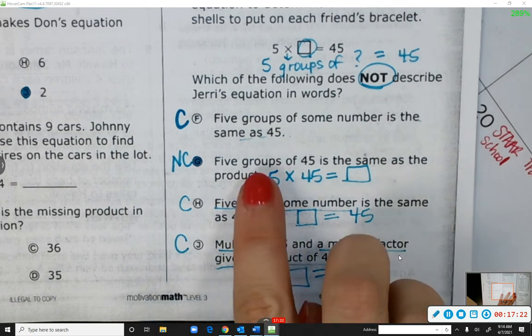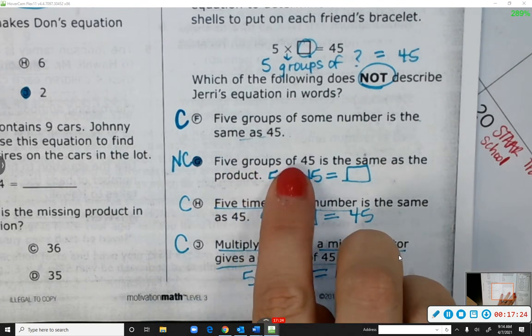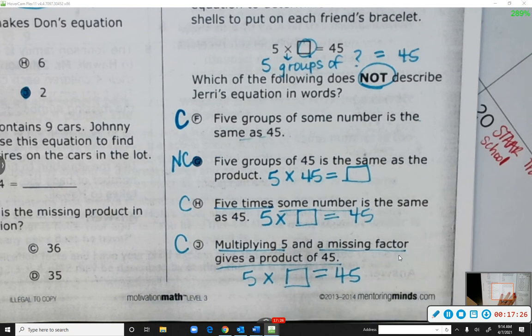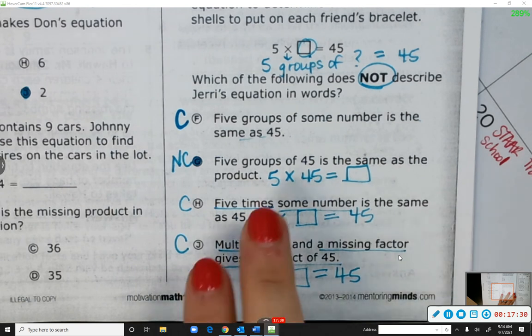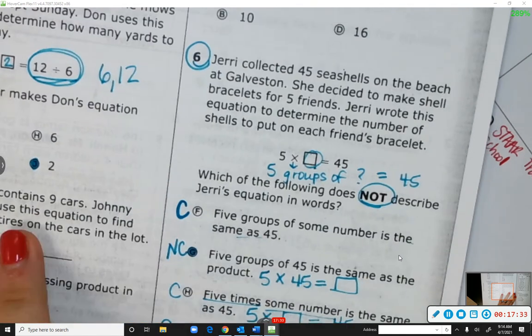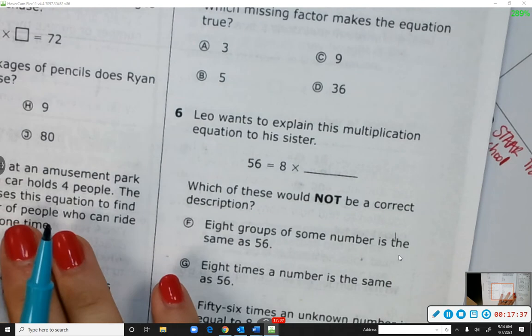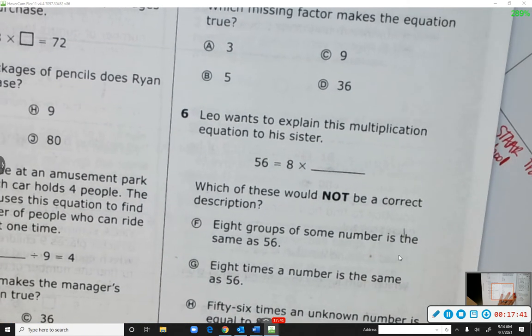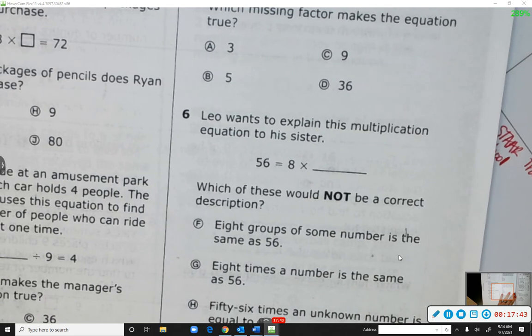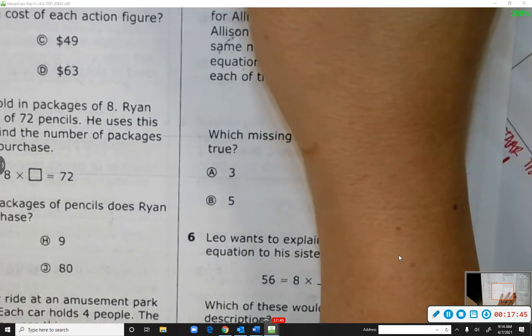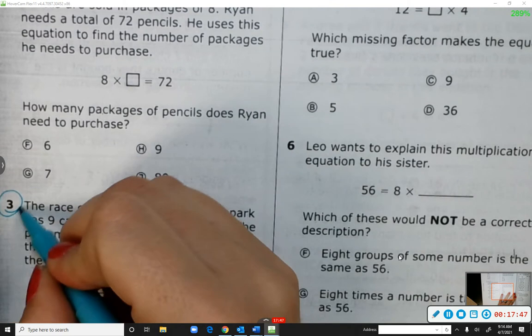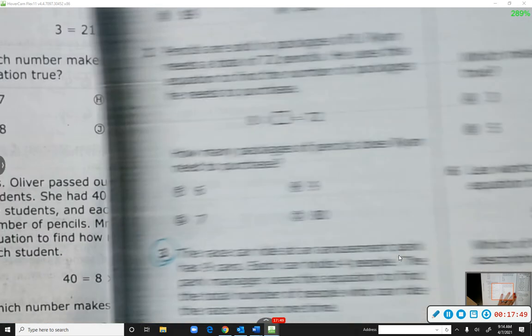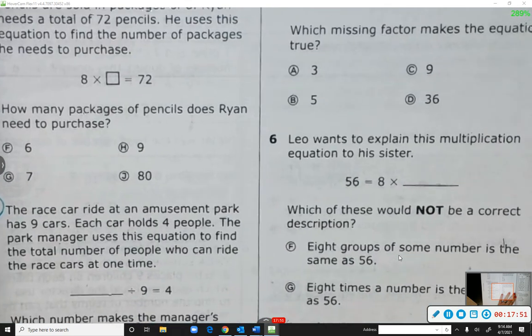Okay, so just remember that 5 groups of means 5 times. Everybody remember that? Okay. Let's go to the next page. And I want you guys to try number 3 and 4, and then we're going to check those together before doing this on our own.